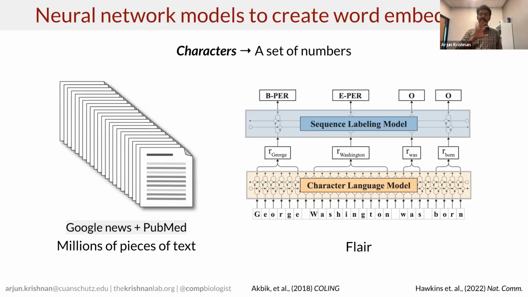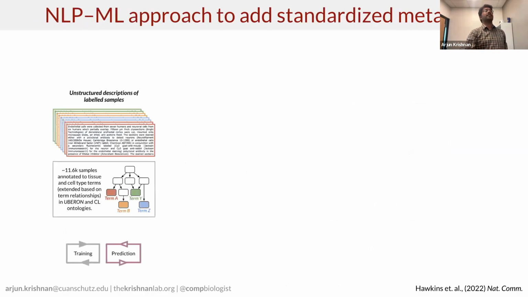It does something called character embedding, not exactly word embedding. This has a few advantages, and we are also trying out other transformer models. I'll talk about this a bit later. Okay, now the approach that we did is the following.